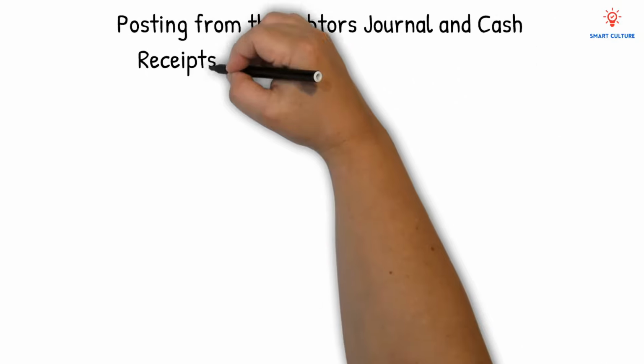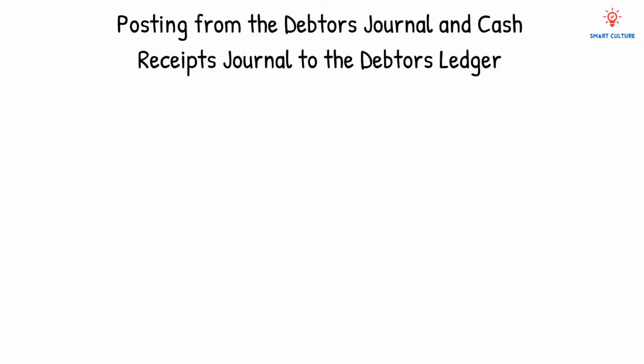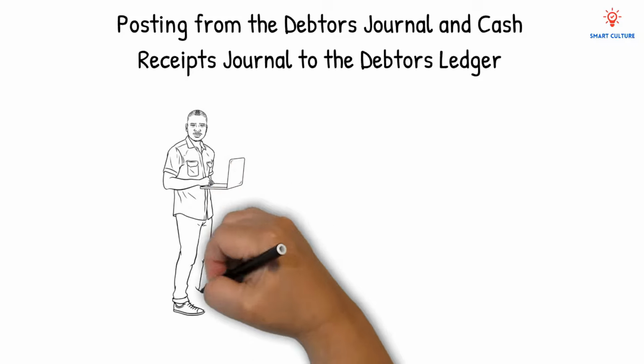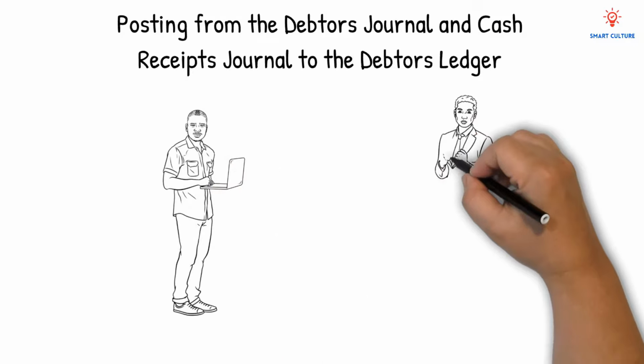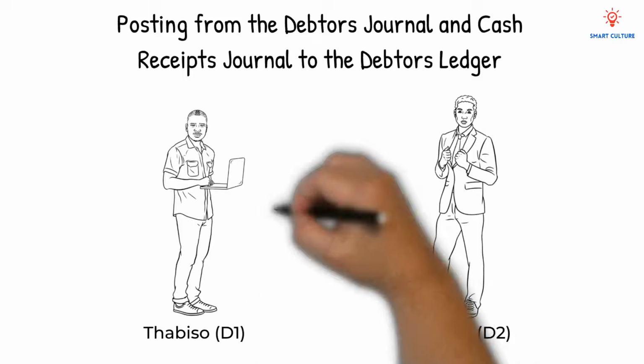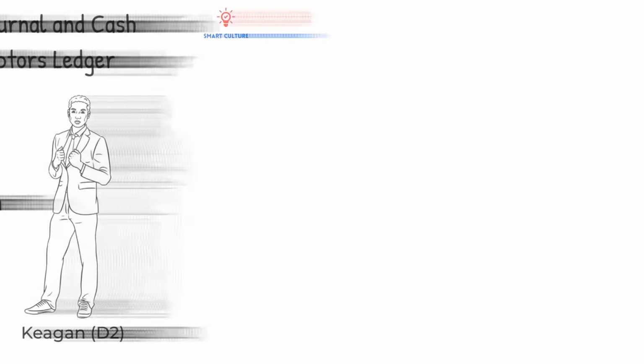Let's learn how to post from the Debtors Journal and the Cash Receipts Journal to the Debtors Ledger. This month, Tabiso and Keegan bought from SmartTech on credit. We need to record what they owe and any payments they make.